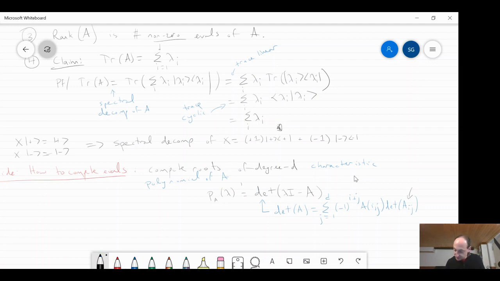And what is this funny matrix? A subscript ij, right? That's just a submatrix of A where you throw out row i and column j.